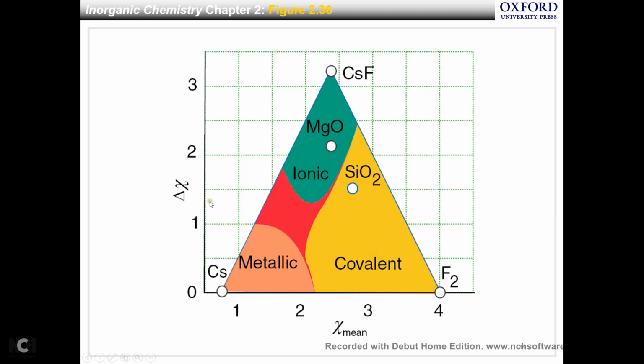If the difference is small, on the lower end, it's a covalent bond. If the difference is large, it's more like an ionic bond. And when the difference is small, and the electronegativity of both atoms is small, that means you have two metals, and that's a metallic bond. The red region, we don't know. It can be ionic, it can be covalent, it can be metallic. It's not a very clear area.